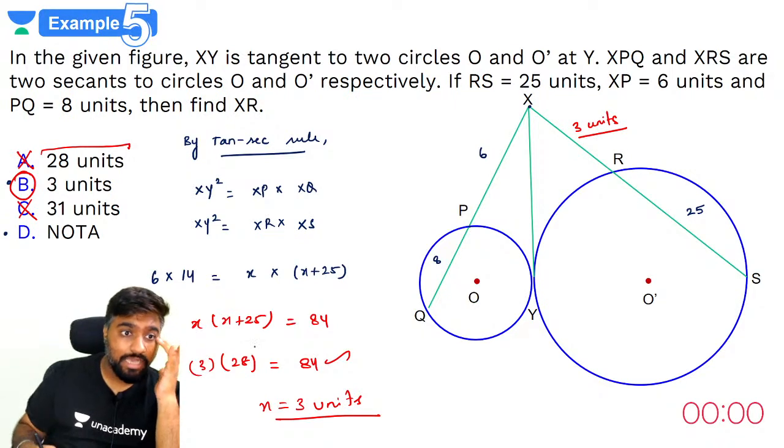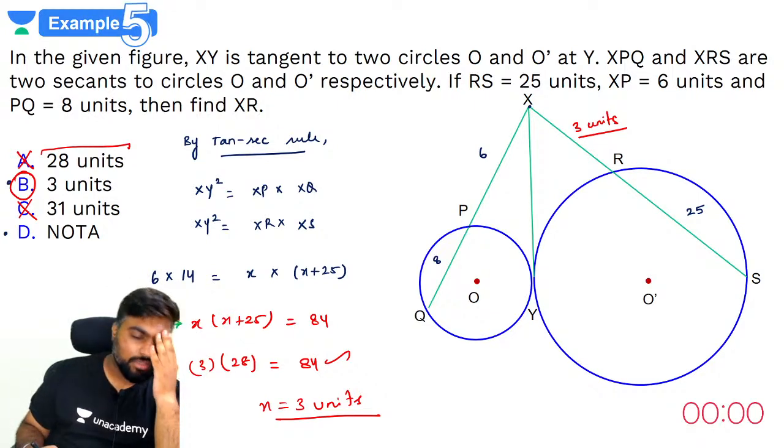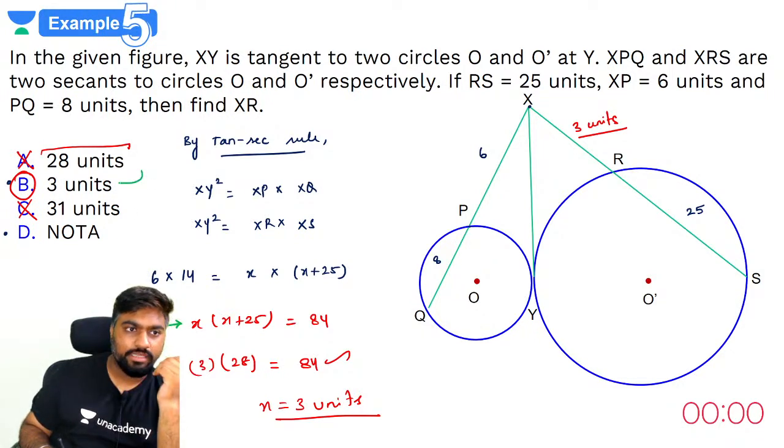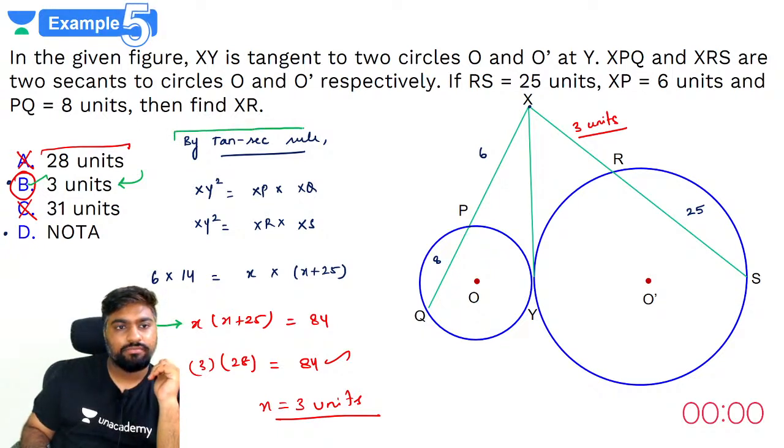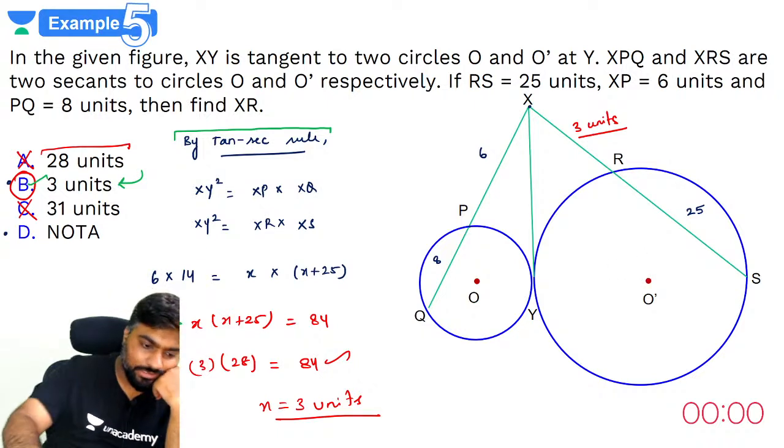Right, Sahil? After reaching here, don't go for the quadratic equation because that could be a little tedious. It is easy, not very difficult, still why take the risk, directly go for the answer choice application, that's it, done. Did you guys understand this? This is the use of the tangent secant rule. XY is a common tangent to both circle O and circle O dash.